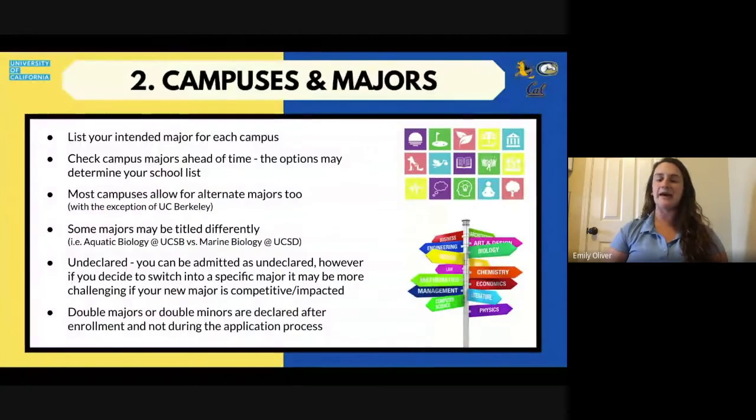So what I mean by that is if you apply to a school as an undeclared major, and then you try to get into their engineering major, which is typically impacted or competitive, you might not be able to get into that major right away. Double majors or double minors are declared after the enrollment and not during the application process. So you can put your intended double major as your alternate major, but you can't declare a double major right then and there during the UC application.